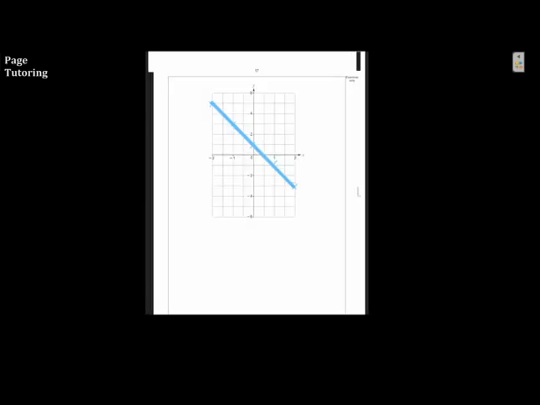And that's all you've been asked to do. You've been asked to plot them points. So from the table, we've plotted the coordinates and then we've drawn a straight line through.